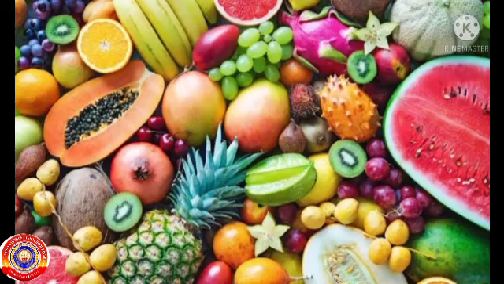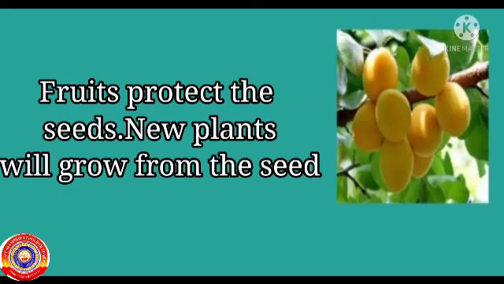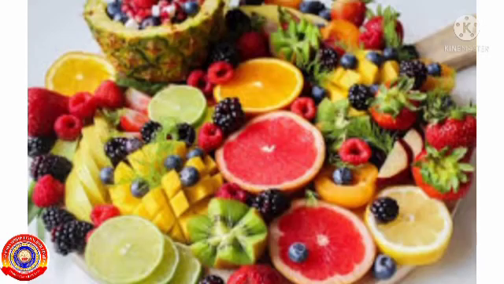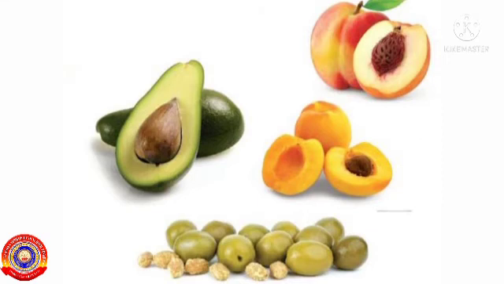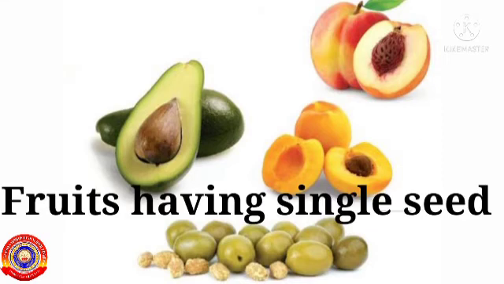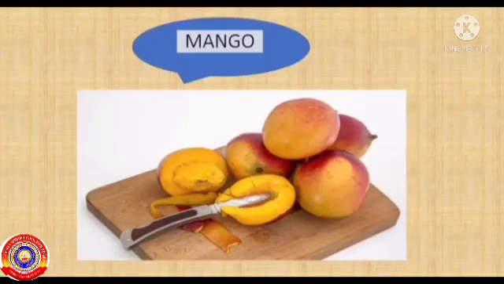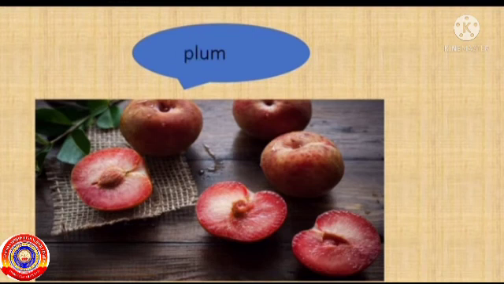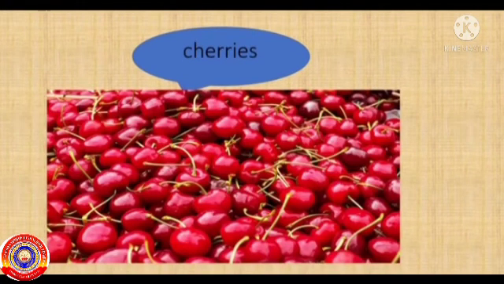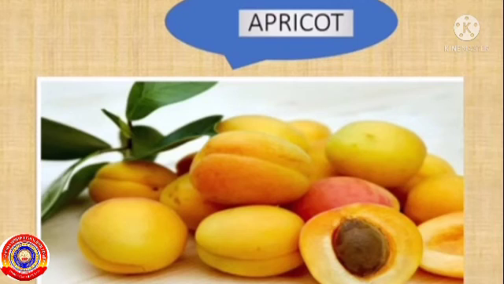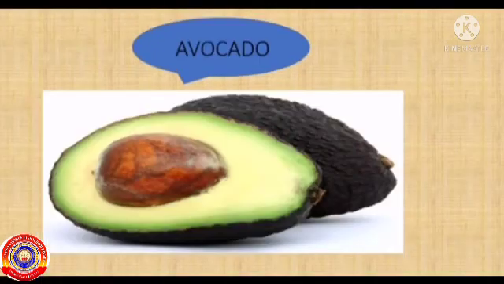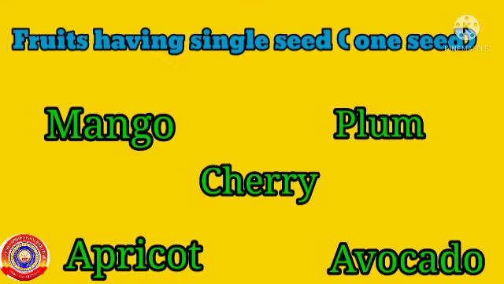Now, let's discuss about fruits. We know that fruits protect the seeds and new plants will grow from the seed. There are some fruits having one seed and many seeds. Let's see the fruits having single seed, that means only one seed. Mango, plum, cherry, apricot, avocado. So these are the fruits having only one seed.